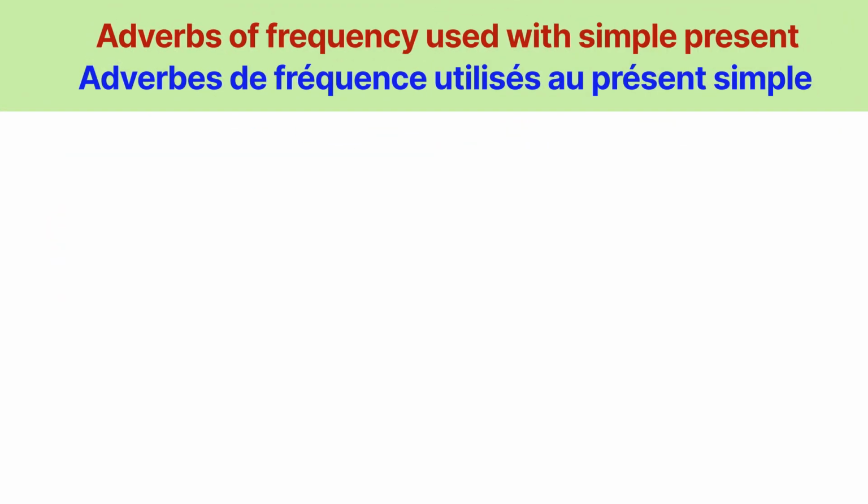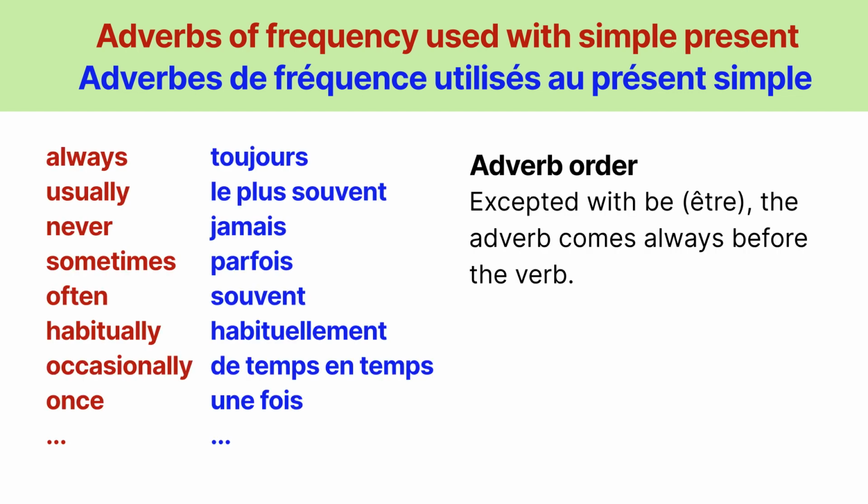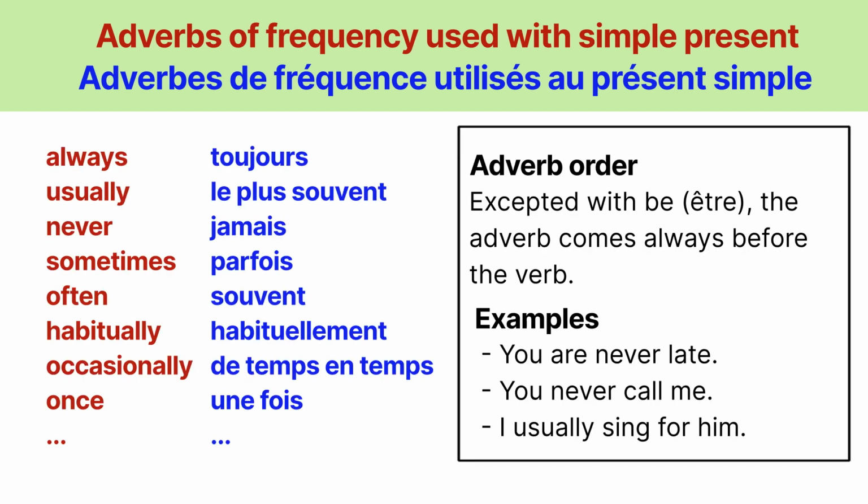Adverbs of frequency used with simple present: always, usually, never, sometimes, often, habitually, occasionally, once. Except with be, the adverb comes always before the verb.